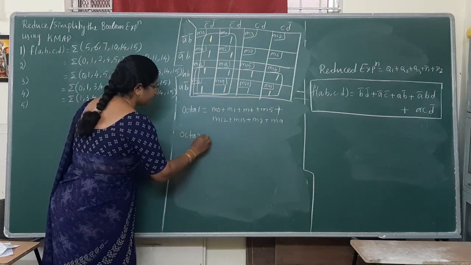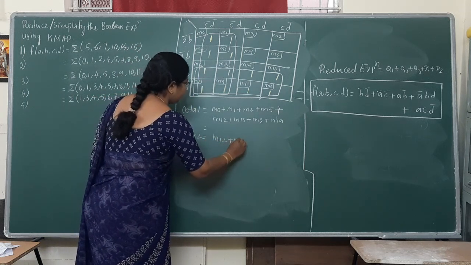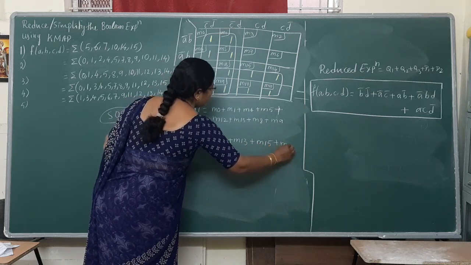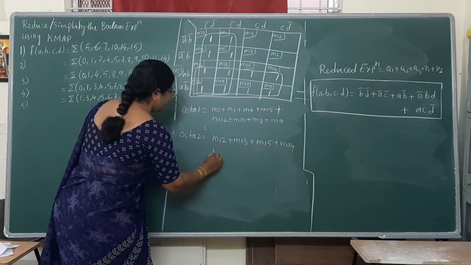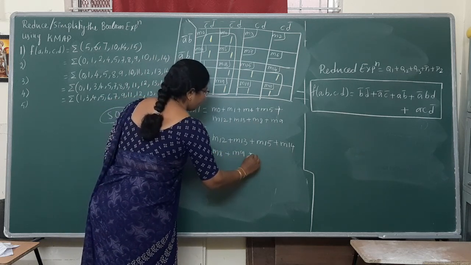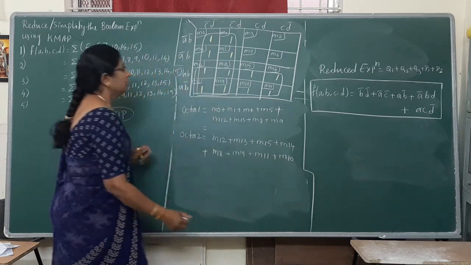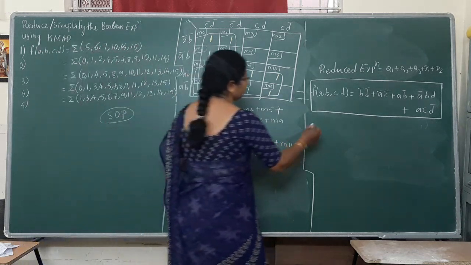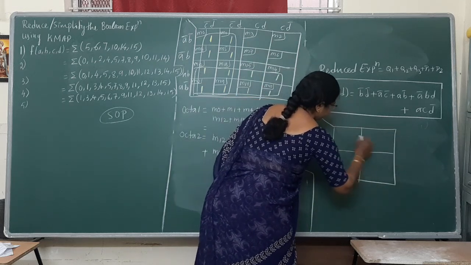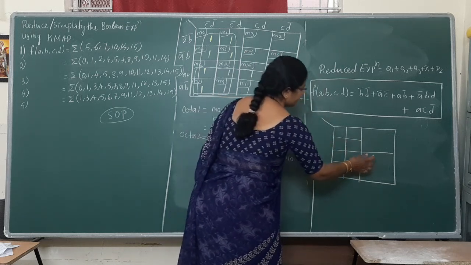Octa 2. What will you get in octa 2? M12, M13, M15, M14, M8, M9, M11, M10. How to reduce? The first one, it is there among here, isn't it?